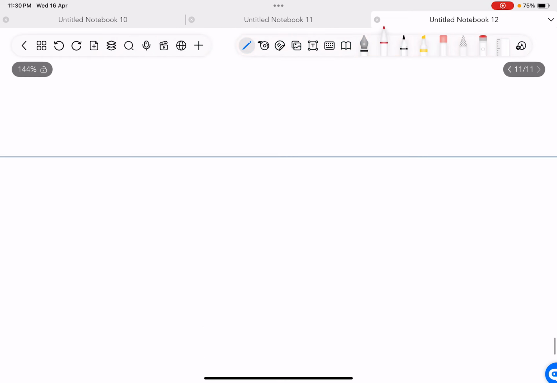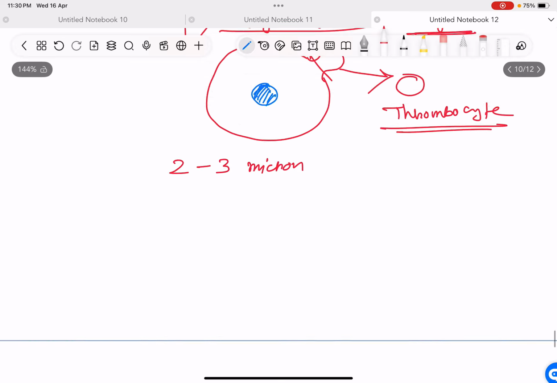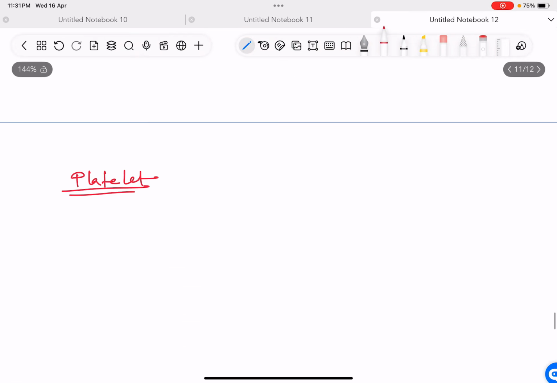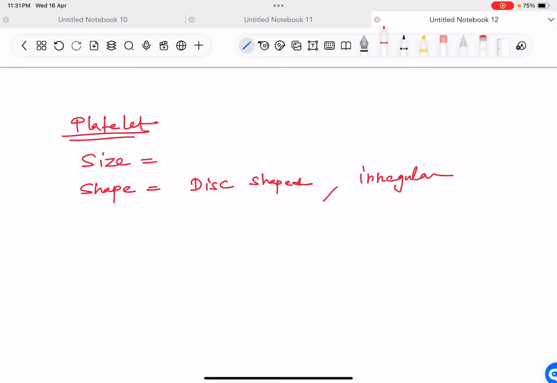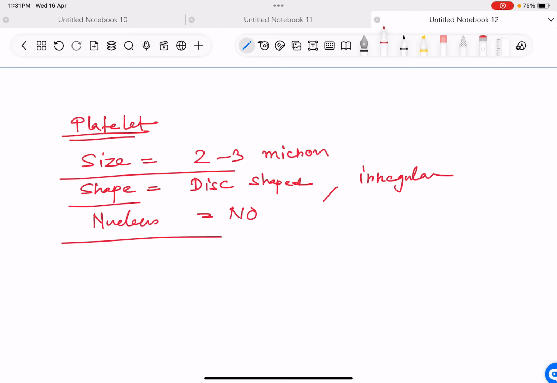So what do we know about the basic information of platelet? It is just the cytoplasm that has pinched off from the megakaryocyte. The size is between 2 to 3 micron. What is the shape? If it is not active, it is disc shaped. When it becomes activated, it becomes irregular in shape, like a sea urchin. Is there any nucleus? The answer is no, no nucleus. So size, shape, and nucleus.